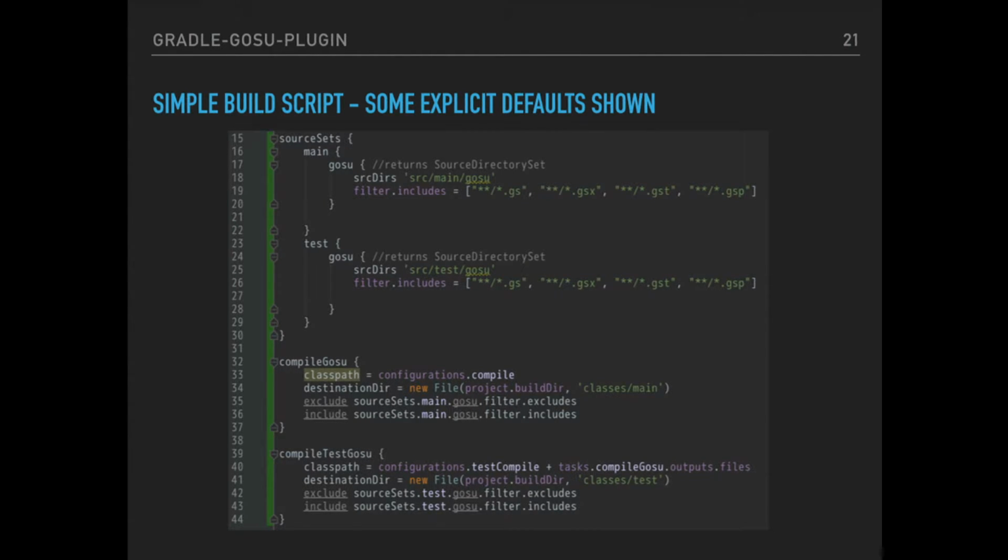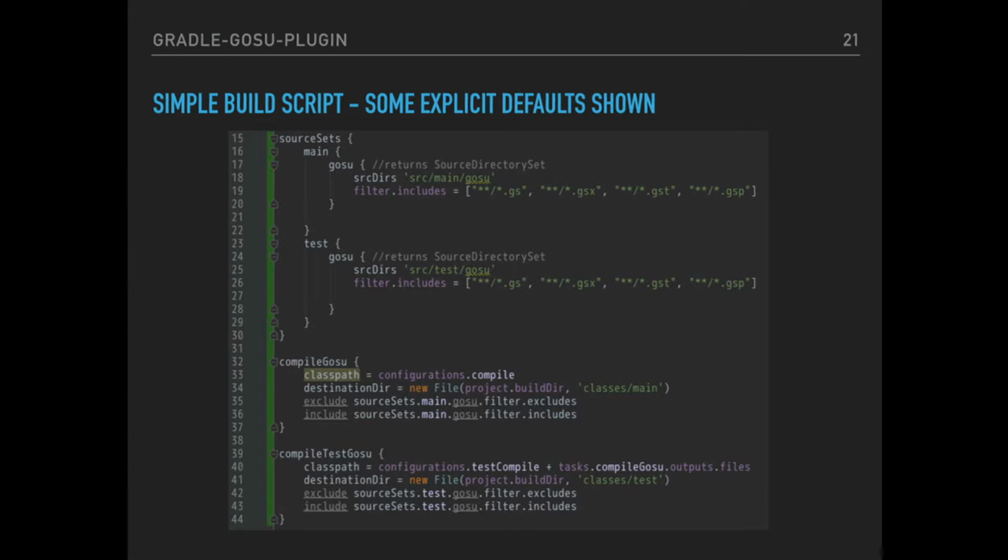You can see that the default source main Gosu directory is set. You can see its filters which are applied. Similar thing happens for the test world. And then finally for the two tasks which are created and added to the project by the plugin, compile Gosu and compile test Gosu, you'll see what their default class path is, where they get their jars from, and then also they explicitly set their include and exclude properties based on what's actually coming out of the source sets. So that's why the compile task extends the source task, which is much more abstract, but makes it very easy for us to decide which files to include or not.